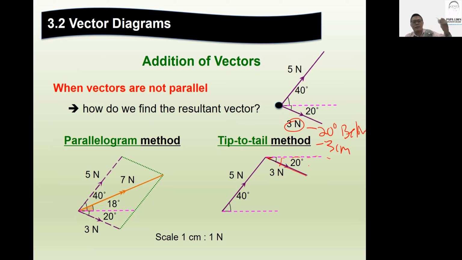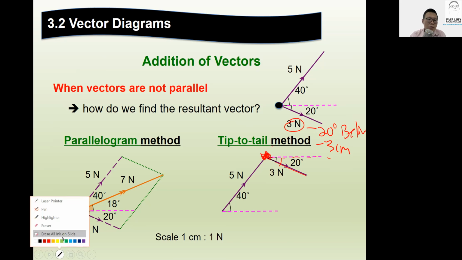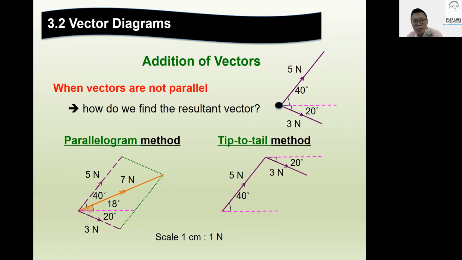So now I effectively can connect the two forces together using tip to tail. The tip of the first one touches the tail of the second one, and this is what we call tip to tail. So what we do now is actually simple. We just connect the dots, which means I connect this starting point to the end point. Once I connect, this is what we call the resultant force.